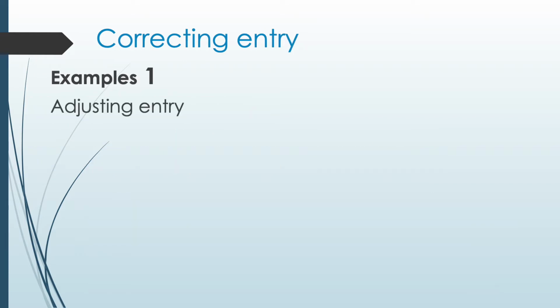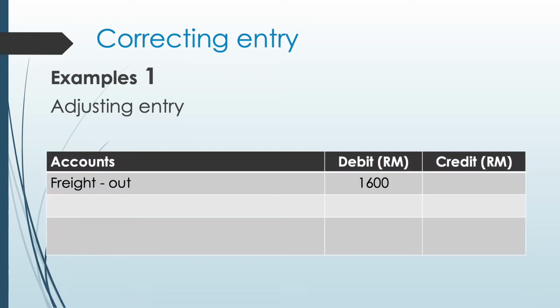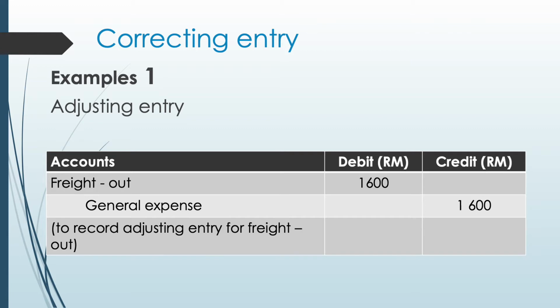Adjusting entry: debit freight out 1,600 ringgit. Credit general expense 1,600. The description will be to record adjusting entry for freight out.